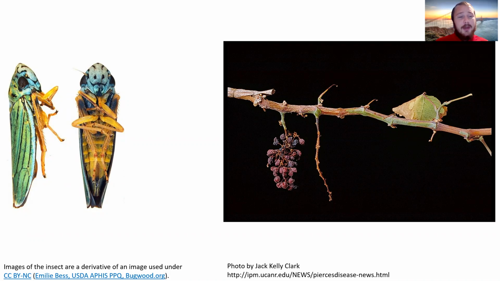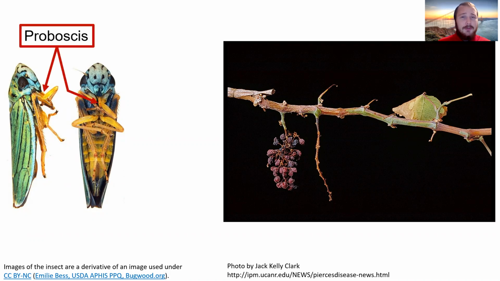The disease is caused by bacteria that survive in the foreguts of the insects, and as the sharpshooters feed on plants, they spread the disease. Blue-green sharpshooters feed on grapevines by piercing plant tissue with their proboscis, which is indicated by the arrow, and it's also shown on the next slide.